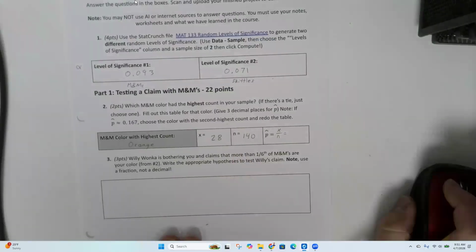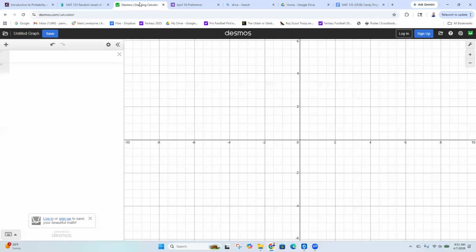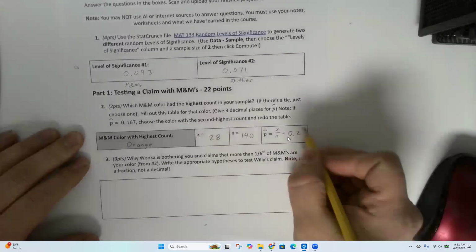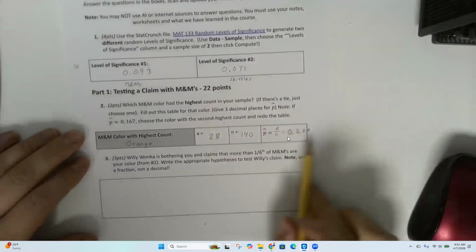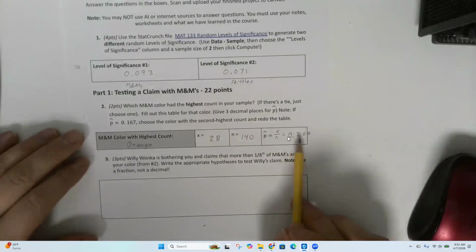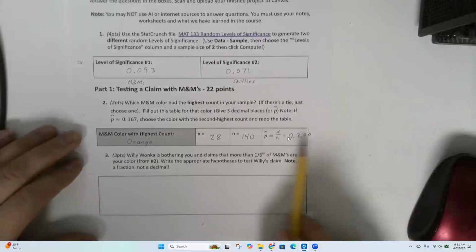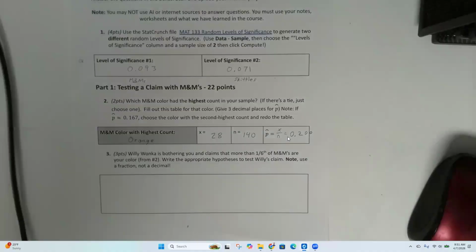So I need to put this in the calculator. 28 divided by 140. Mine is 0.2 on the nose. That never happens. Give 3 decimal places for p hat, so I'll put 0.200. But if yours is some other decimal like 0.215, that's fine. I just got lucky. I think that happened last semester too.